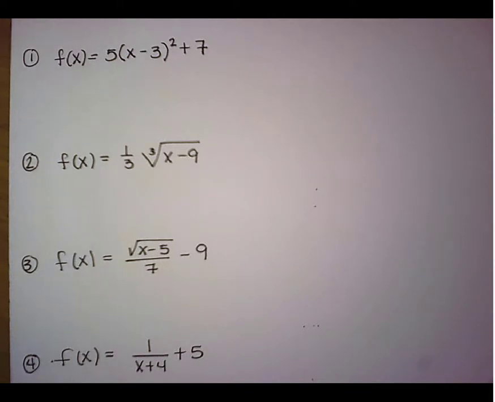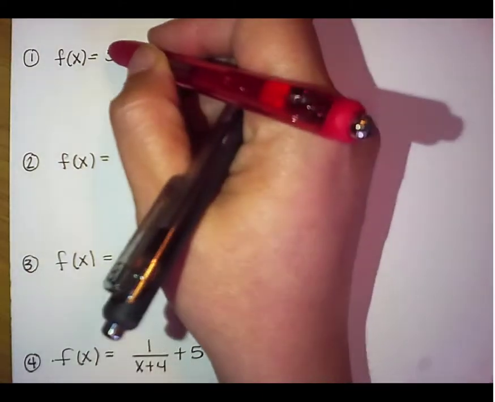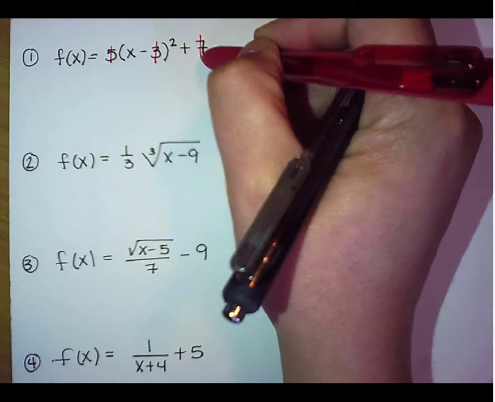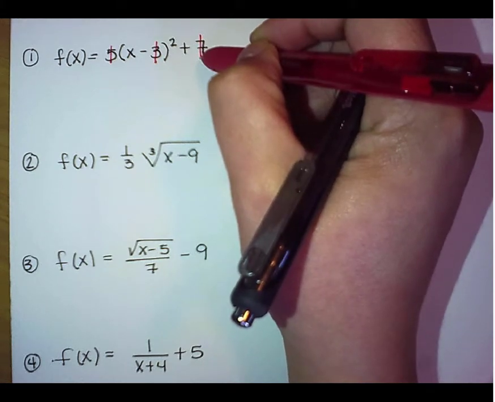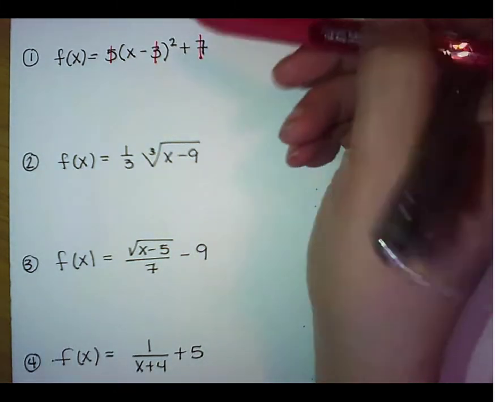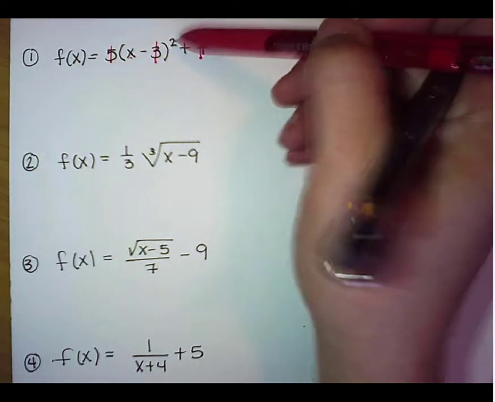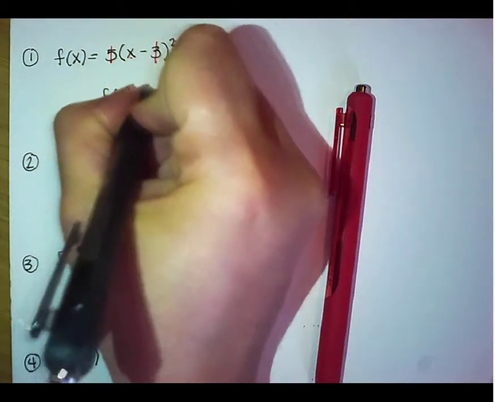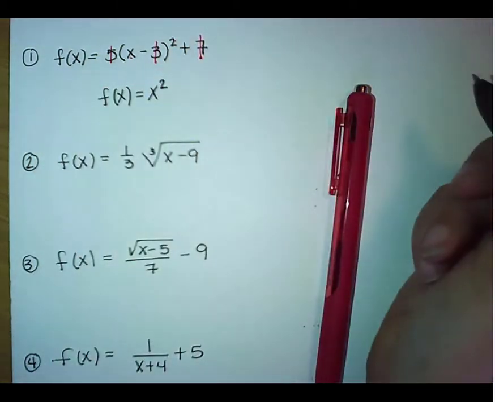Okay, so really all you need to do, if you're looking at a problem like this one, is basically get rid of anything that is added, subtracted, multiplied, or divided onto your x. So for instance, in the first one, I wouldn't want to look at the 5, the 3, or the 7. If I were to take those 3 numbers away, what would I be left with? I would be left with an x that is squared. So my parent function for this one would just be f of x equals x squared.